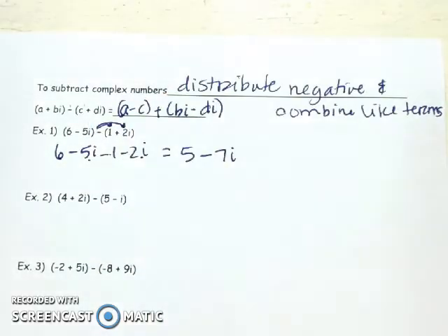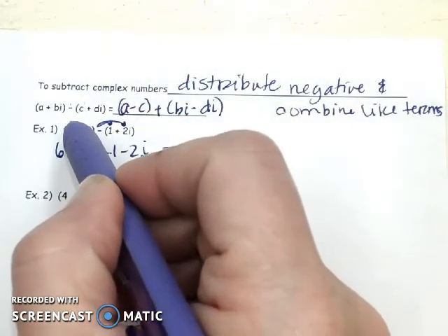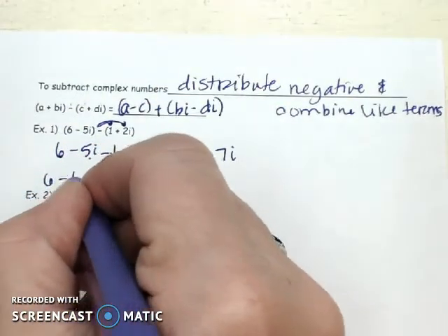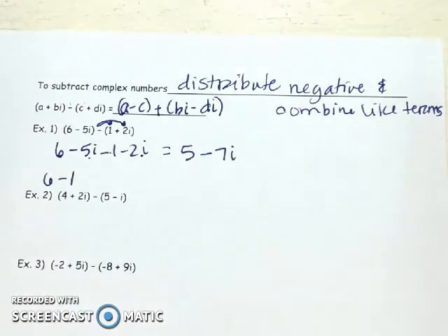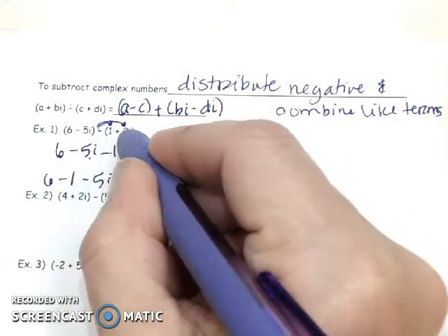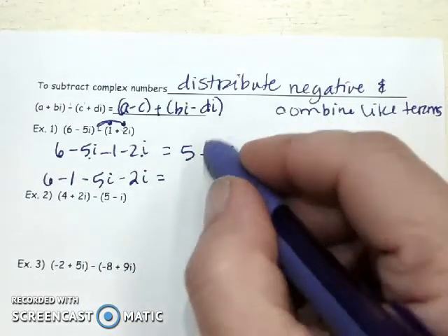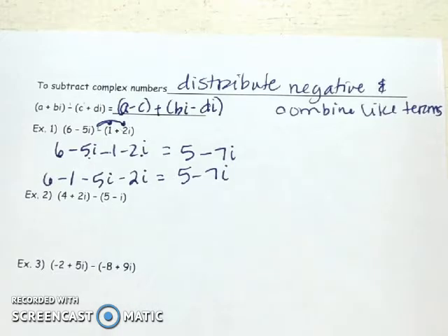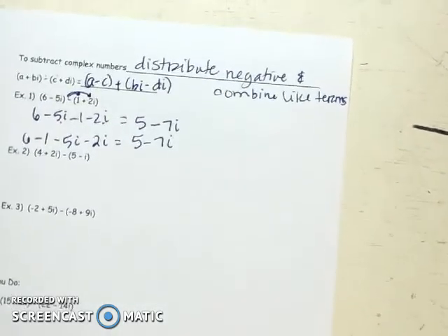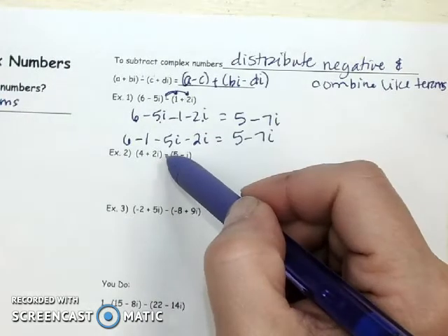Or, if it makes you a little bit happier to do this, I'm going to go back and look at this. I'm going to do 6 minus 1. I'm just going to put my real parts together. And then negative 5i and negative 2i. And it groups things up for you. You're still going to get the same answer. It's just whatever feels the most comfortable to you. My hand is in the way every time I write. I apologize.